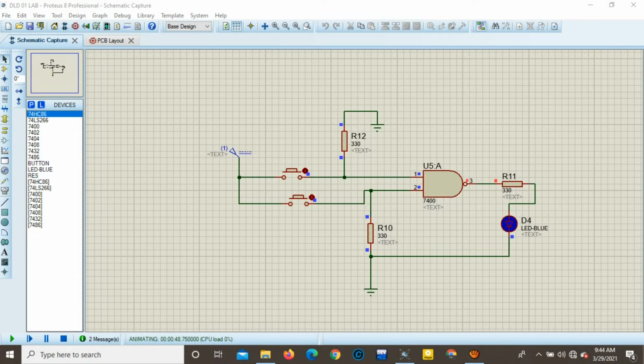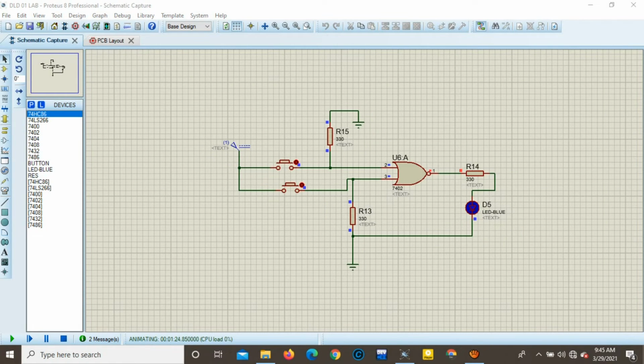When I close the switch A, again output will be 1 and the bulb is on. When I close the switch B, again the bulb is on. When I give 1 to both switch A and B, then output will be 0. Here we will see this. So this verifies our NAND gate. When both switches are on, the output will be 0. No bulb is on. So this verifies our NAND gate.